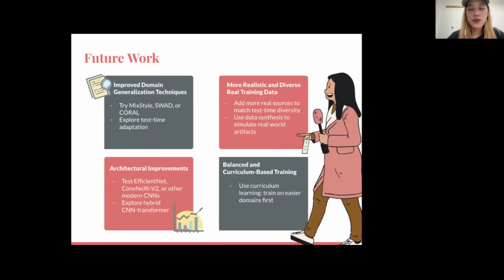While our models show strong performance on the validation set, all of them struggle to generalize to unseen real domains. The DANN model in particular was sensitive to loss balancing and underperformed despite learning domain invariant features. Moving forward, we plan to explore alternative domain generalization methods like MixStyle and SWAD, and to improve training diversity using richer real-world data.